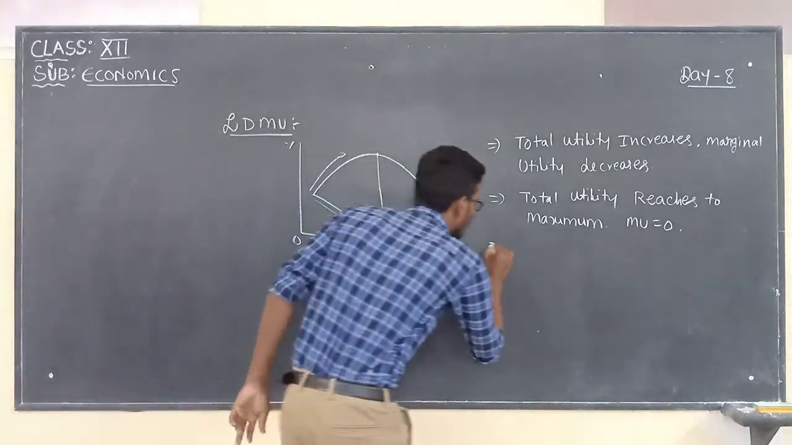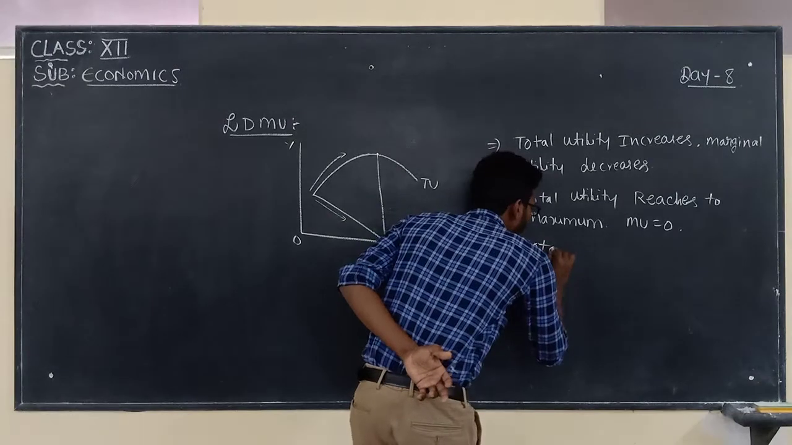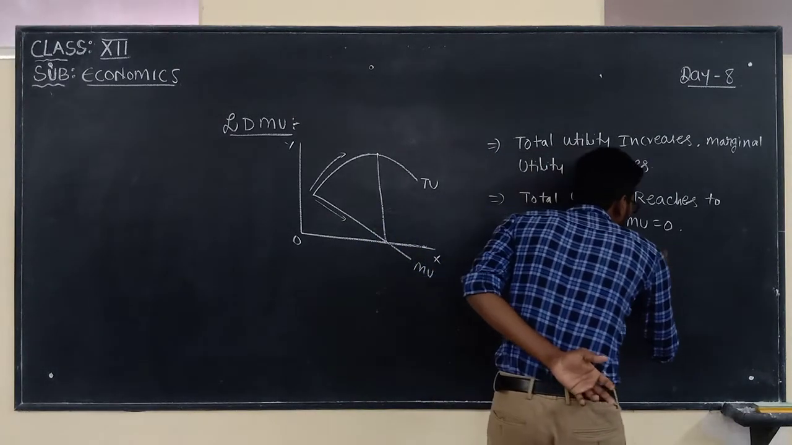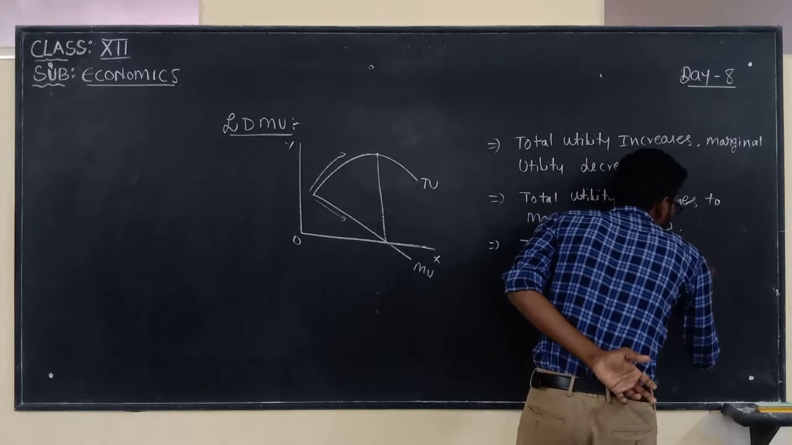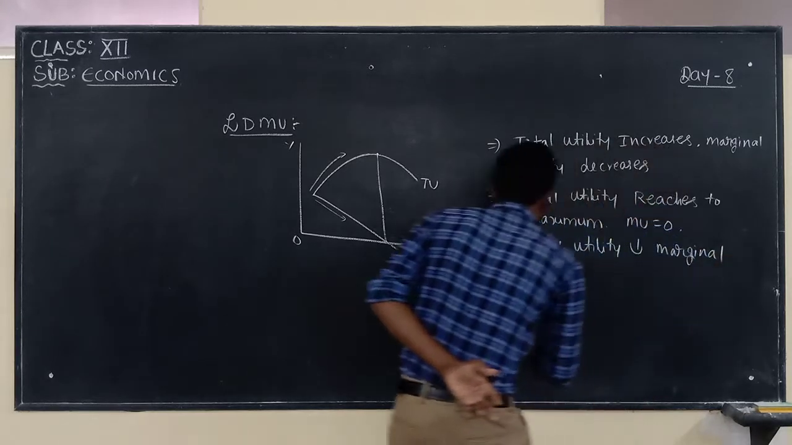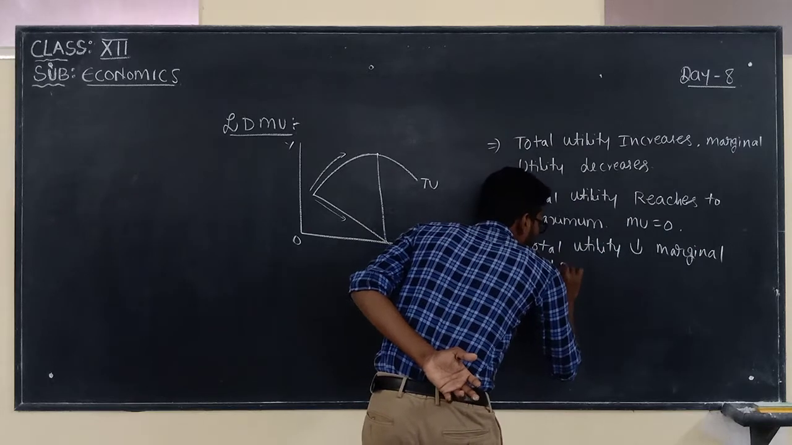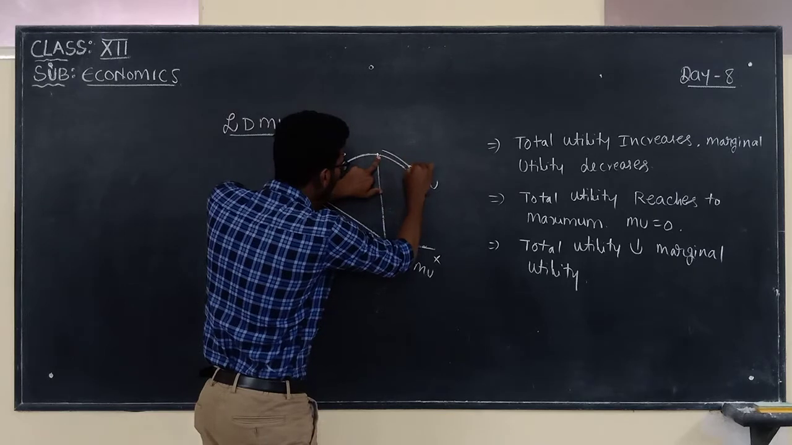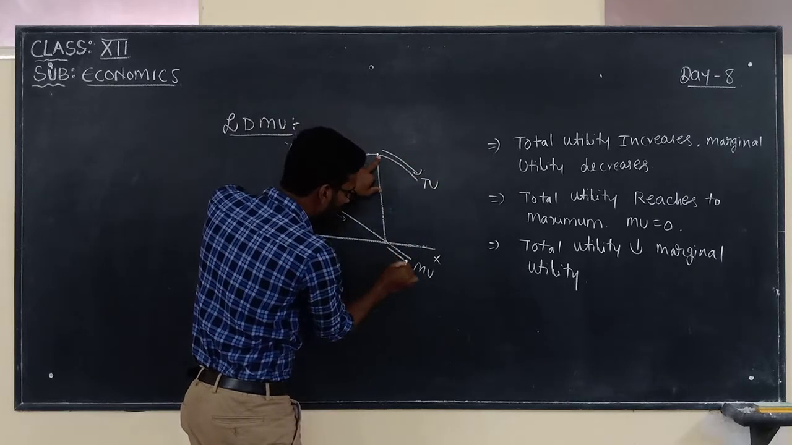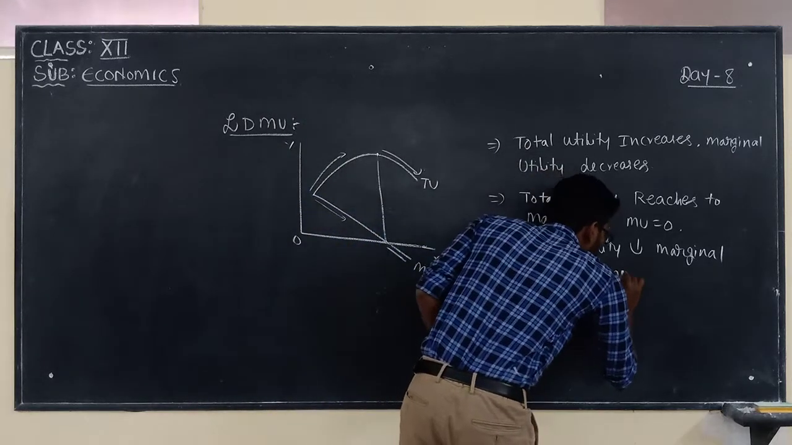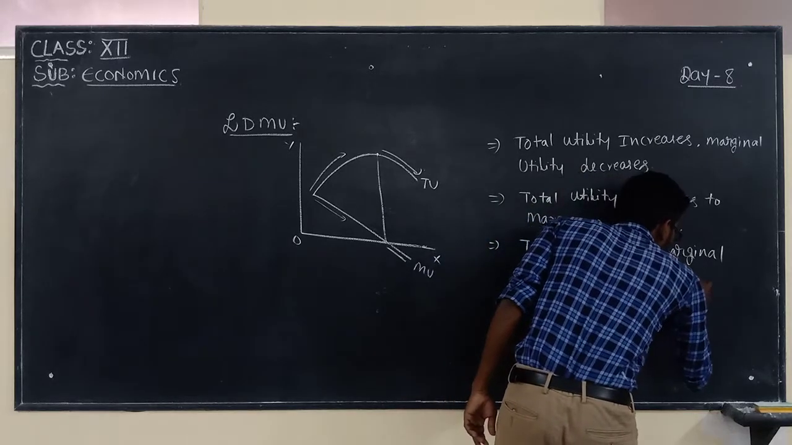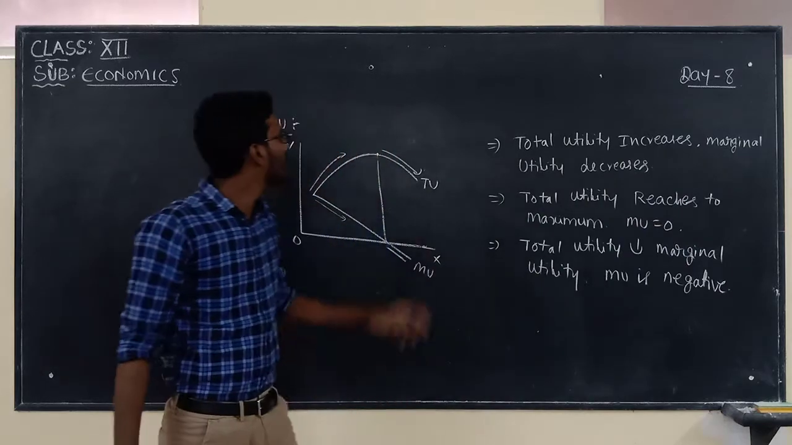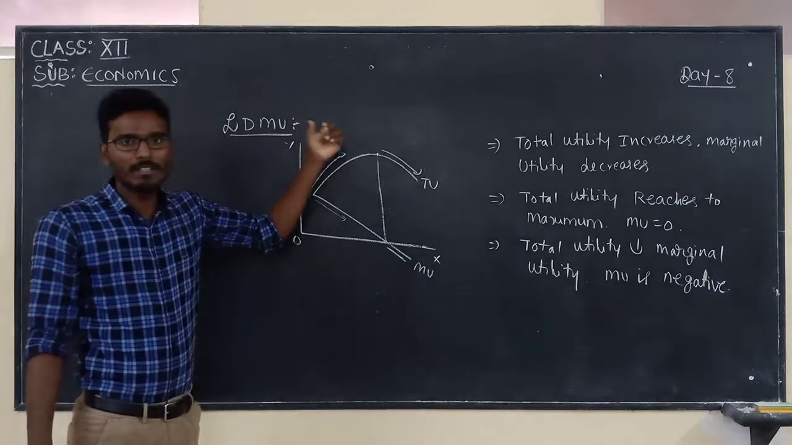And finally, total utility decreases. What will happen to marginal utility? When total utility is decreasing, marginal utility becomes negative. So this is the relation we studied in the theory, the law of diminishing marginal utility.